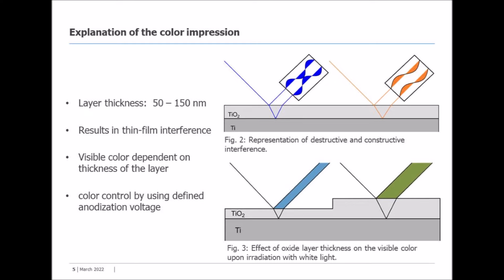The visible color produced represents the complementary color of the wavelength range that was cancelled out by destructive interference and is also amplified by the effects of constructive interference. The visible color is directly dependent on the thickness of the oxide layer. It is therefore possible to precisely control the color by tailoring the oxide layer thickness using a defined anodization voltage.